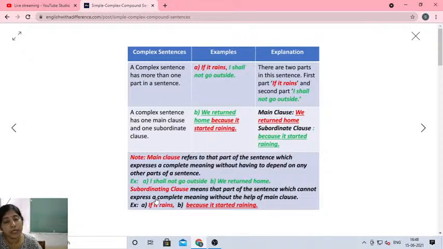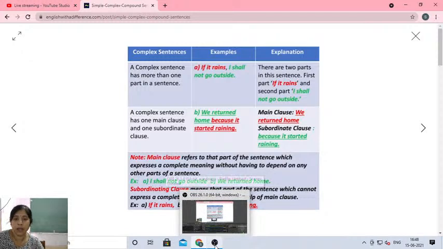Now what is a complex sentence? A complex sentence has more than one part in a sentence. Okay? More than one part you will find in a sentence. And next, a complex sentence has one main clause and one subordinate clause. So now a complex sentence won't be very complex. It is going to be very simple in your mind.